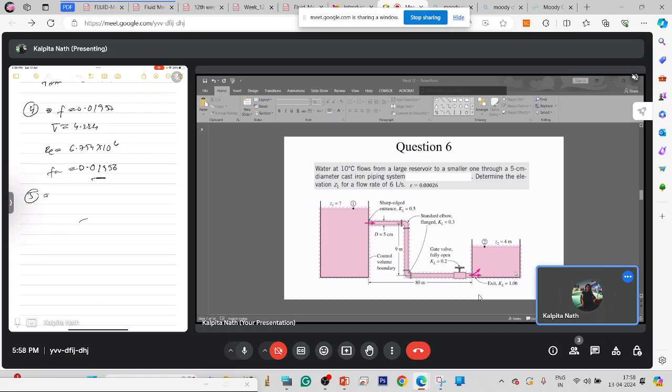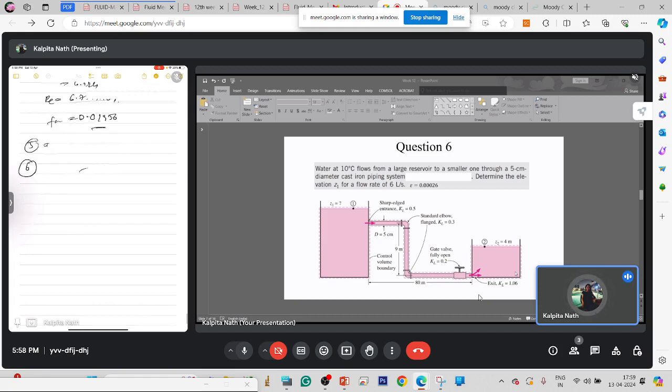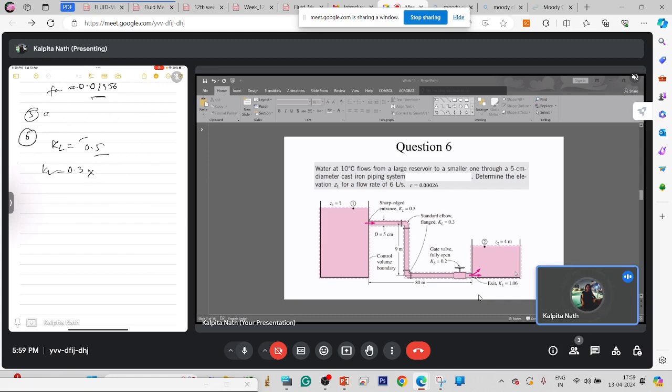Okay. So about question number 6. 89 meters of piping is there. KL for the entrance is given as 0.5. For the two standard flanged elbows, KL is given as 0.3 each, so it is 2 of them. For the fully open gate valve, KL is 0.2, and for the submerged exit, KL is 1.06.